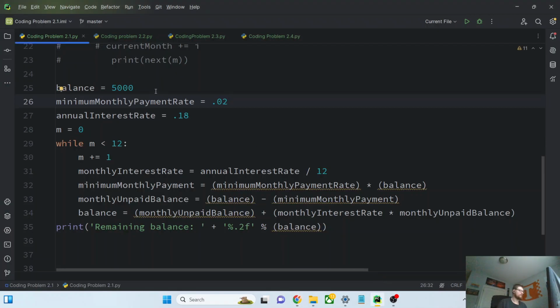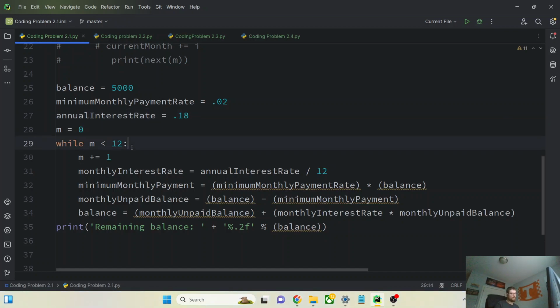So we're still starting off with our initial balance of 5,000. Minimum monthly payment rate is 0.02, well, 2%. We were given 2%, so 0.02. Annual interest rate is 0.18.